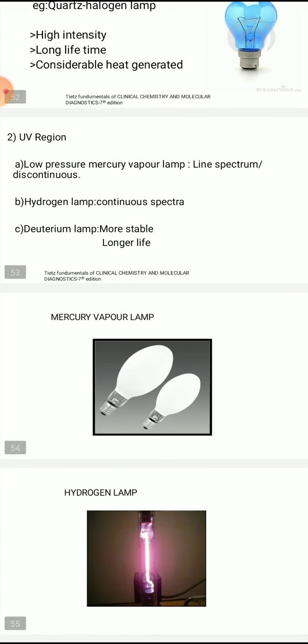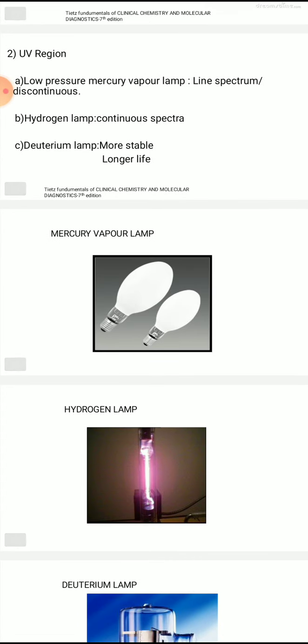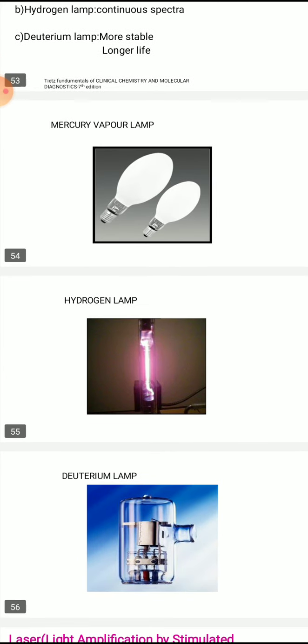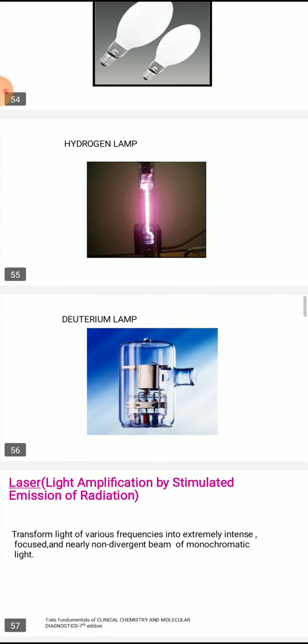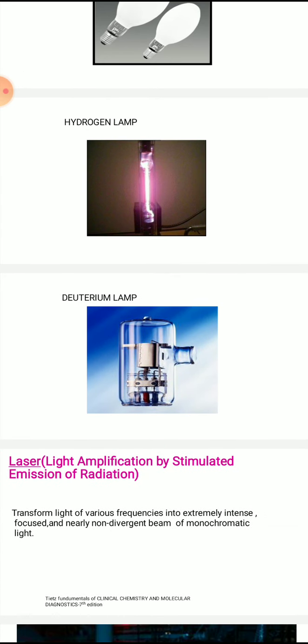This is the mercury vapor lamp which provides a line spectrum. This is the hydrogen lamp which provides a continuous spectrum. This is the deuterium lamp which is highly stable and has a longer half-life. This is the deuterium lamp which we use nowadays. Okay, the incandescent lamp is over.